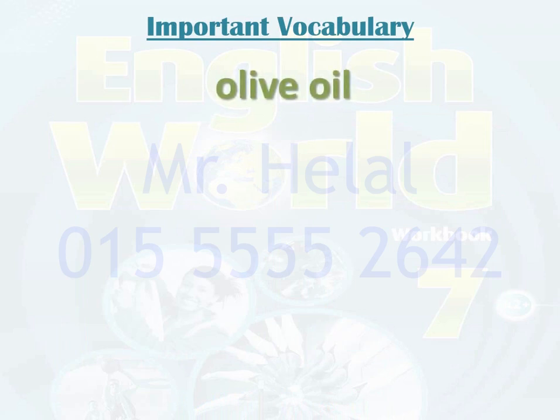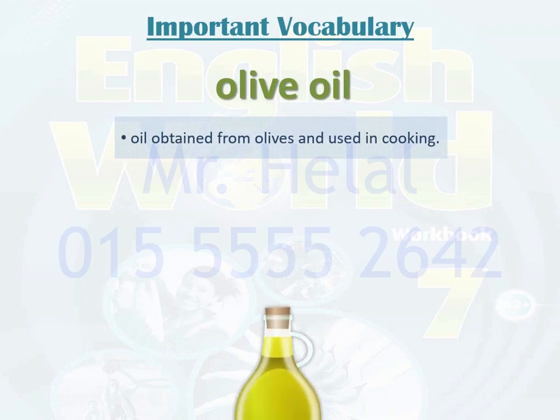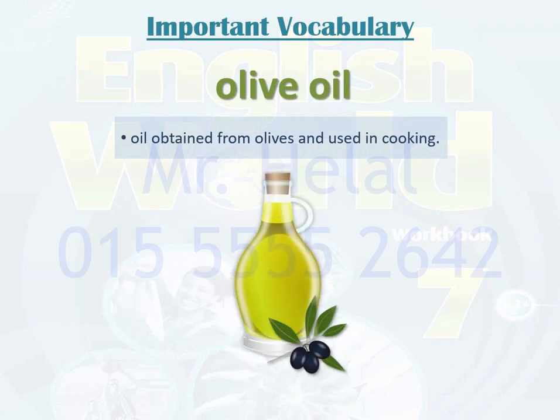Olive oil. Olive oil is the oil obtained from olives and used in cooking. زيت الزيتون هو الزيت المستخرج من الزيتون وبيستخدم في الطبخ. Example: This salad is best with vinegar and olive oil dressing. السلطة دي بتكون الأفضل مع الخل وزيت الزيتون.